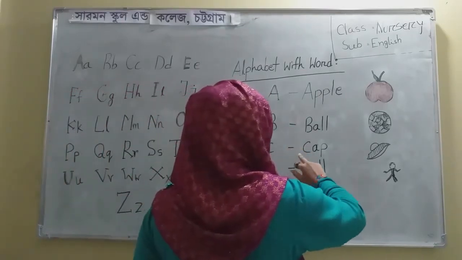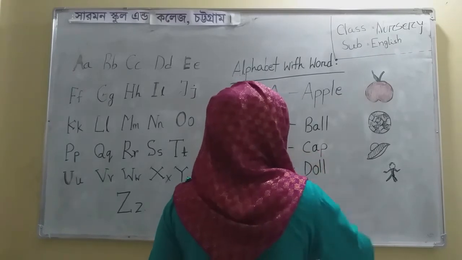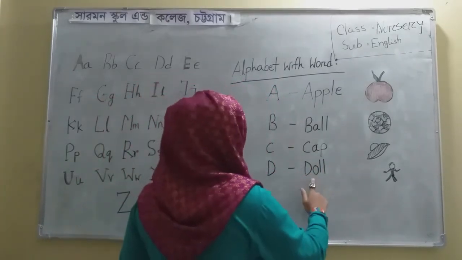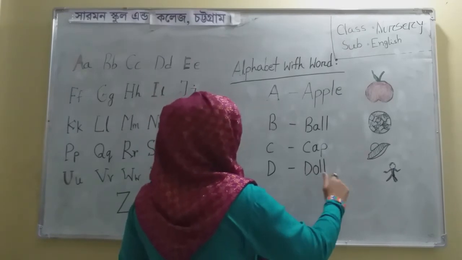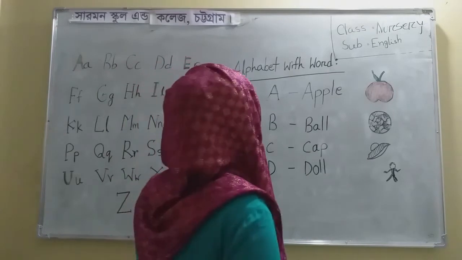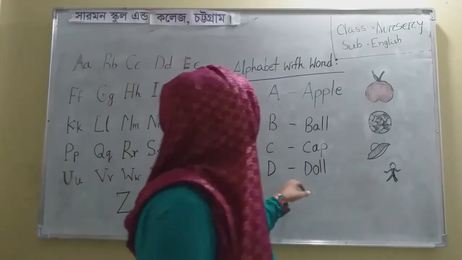C. C is for cap. C, A, P. D. D is for dog. D, O, G. Dog. A is for apple. B is for ball. C is for cap. And D is for dog.